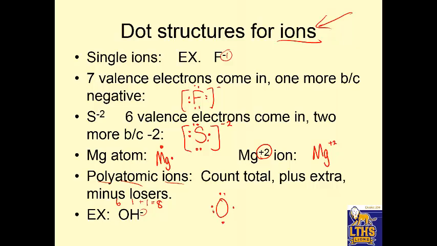Oxygen brings in 6, right? And hydrogen brings in 1. So you make this bond. And then that takes care of 1, 2, 3, 4, 5, 6, 7. Oxygen's not stable yet. Hydrogen is stable. So this extra electron is going to go right there. And so now we have stable atoms and all the electrons are accounted for. The extra electron went right there to make oxygen stable.